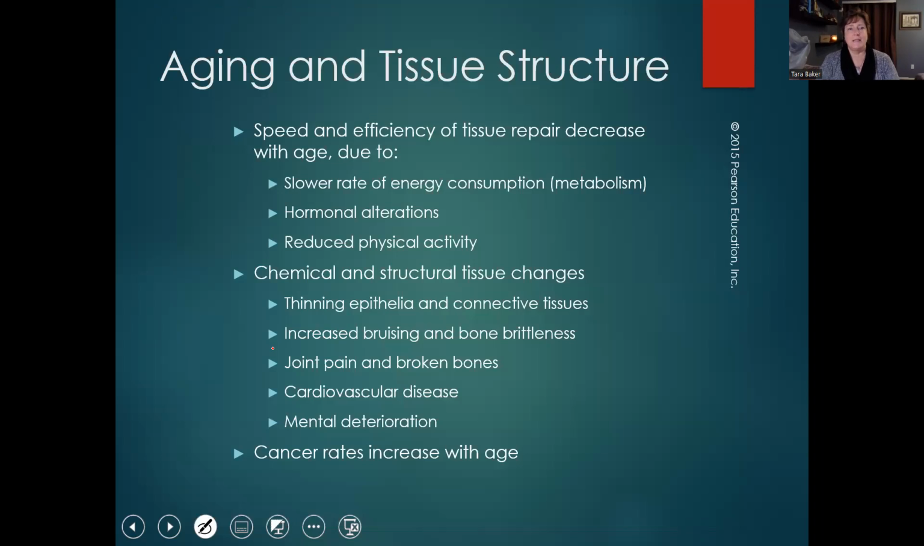Okay, the last slide is about aging and tissue structure, and it's always bad news when we talk about aging. Speed and efficiency of tissue repair, so any kind of injury is always going to be harder to fix. That's because metabolism slows down as we get older. Hormones are going to slow down, and we're going to have reduced physical activity. So all of these things are going to make tissue repair worse.